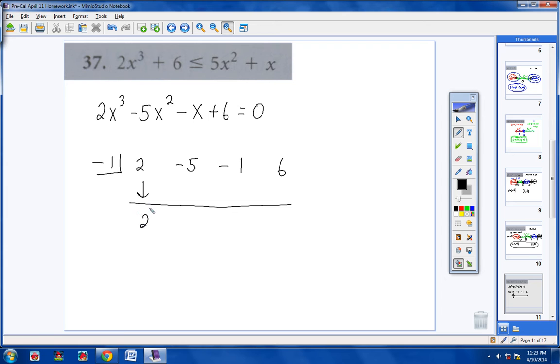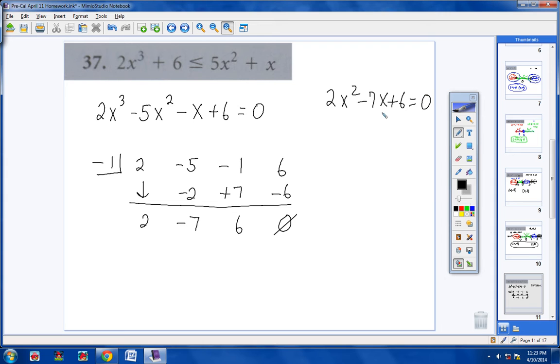So we'll bring our 2 down, multiply, it's a -2, combine we'll get a -7, multiply we'll get a +7, combine we'll get a +6, and -1 times 6 is -6. So we did get a 0. What we're left over with is 2x squared minus 7x plus 6.